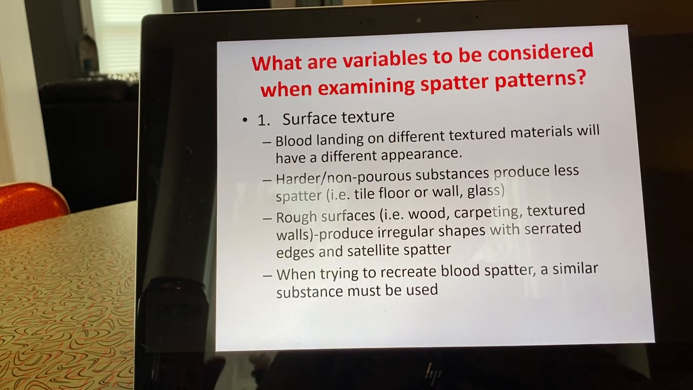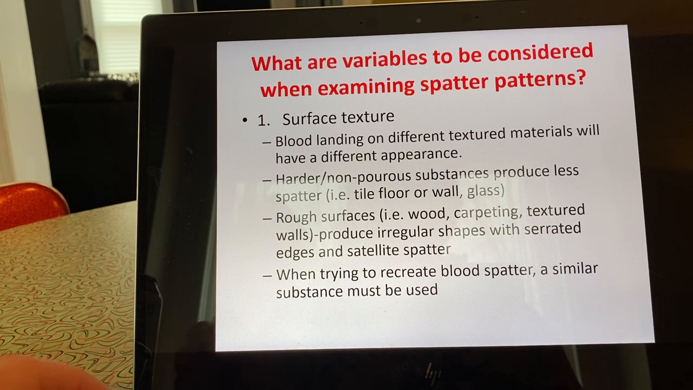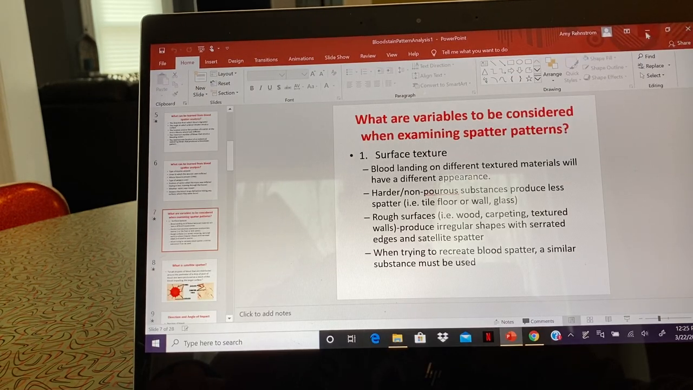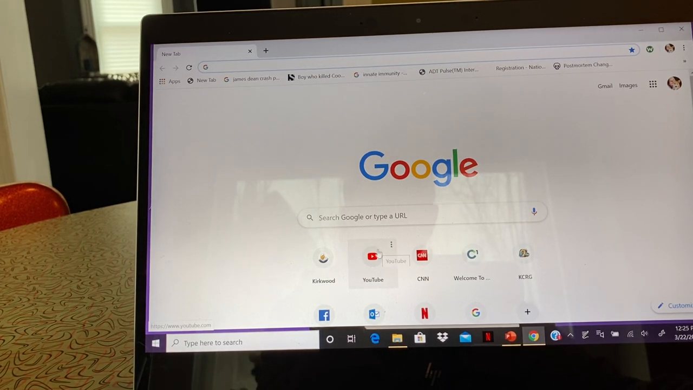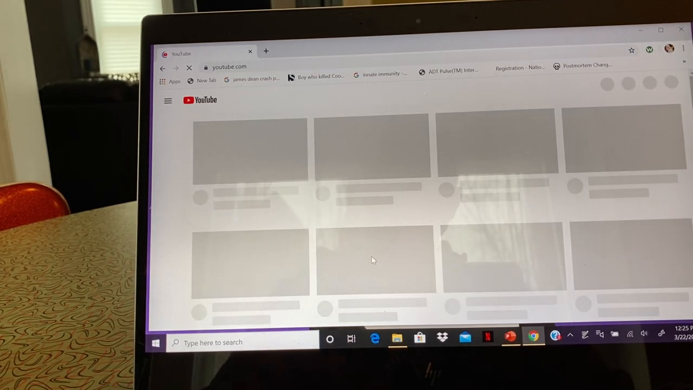So the key is, if you're working in law enforcement and you're trying to create blood spatter, then you have to use a similar type of texture, or it's going to be basically looking at apples and oranges. So let me show you a quick YouTube video that kind of explains this, and I will upload this video as well.